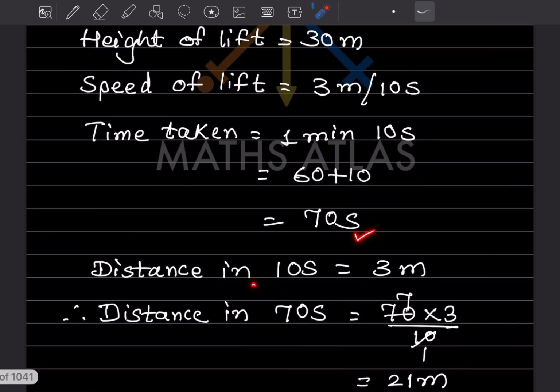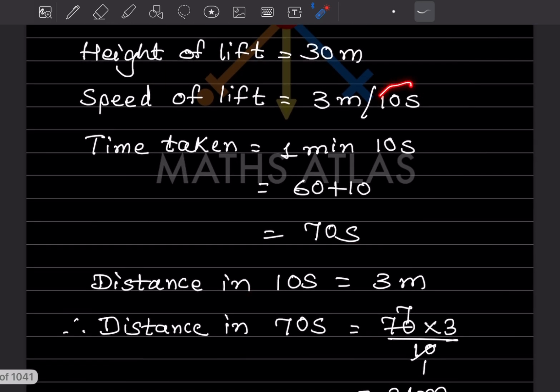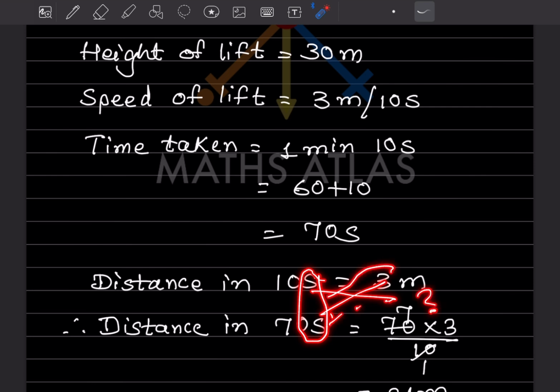So for the distance, see here, this is 10 seconds, right? So that is given as 3 meters. We want to know, in 70 seconds, what will be the distance? So we are going to cross multiply, because below this one we are going to write seconds. Whenever we cross multiply, the two numbers go in the numerator, and the single one, that is 10, goes in the denominator.